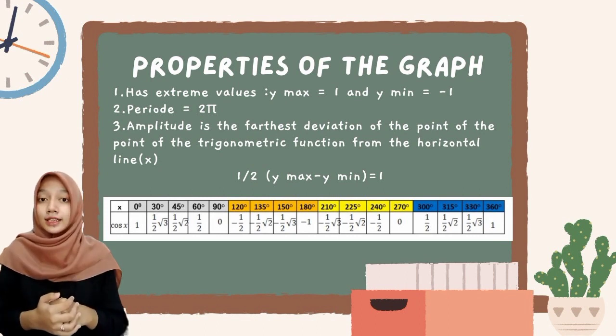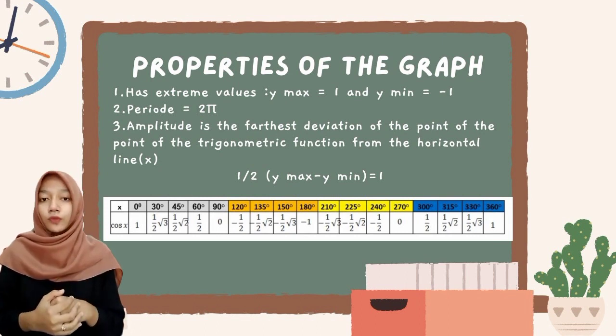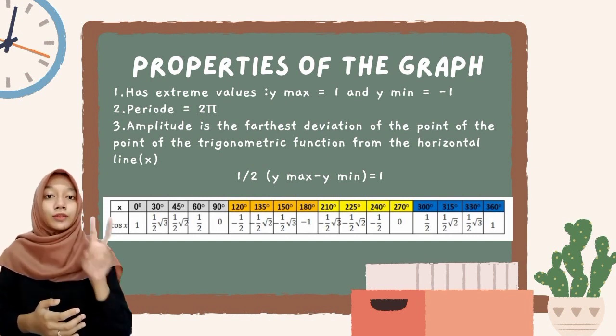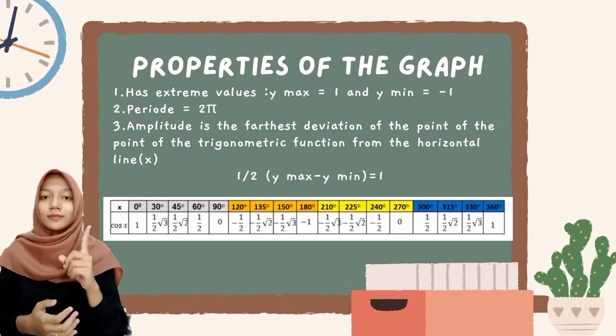X 315 degrees, cos x is 1 divided by 2 times square root of 2. X 330 degrees, cos x is 1 divided by 2 times square root of 3. X 360 degrees, cos x is 1.